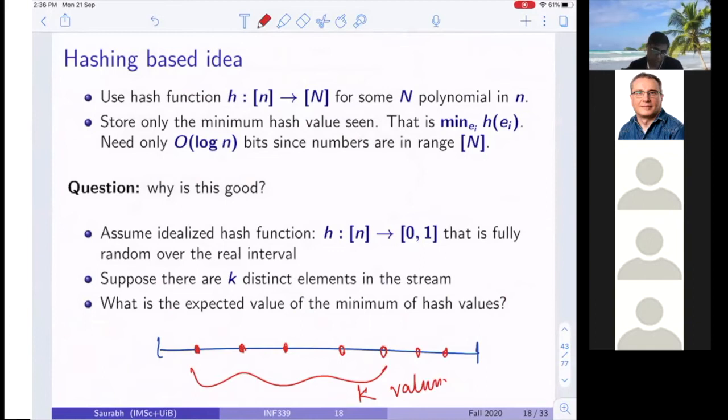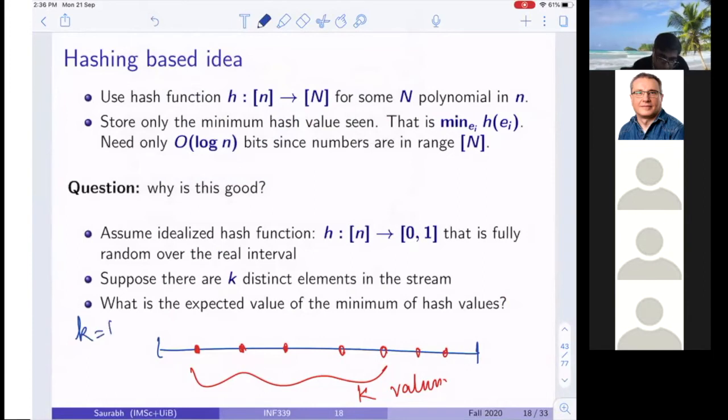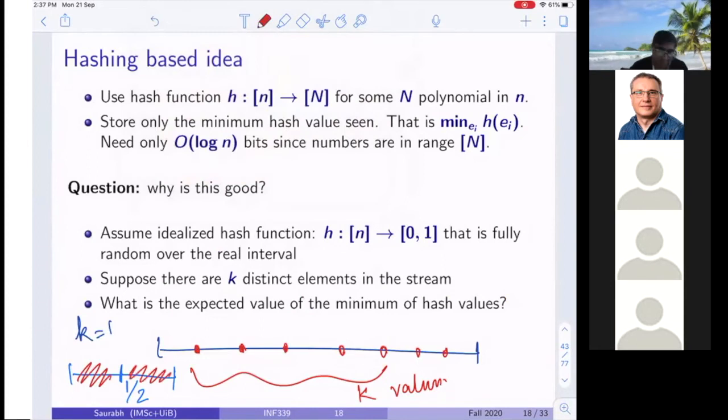Just to make it easier, suppose k equals 1. What do you think the value will be? 1/2. Exactly. It actually divides the interval into 2 equal parts. Am I right? So what should I return? If k equals 1, the number of distinct elements is 1 over the minimum, minus 1.